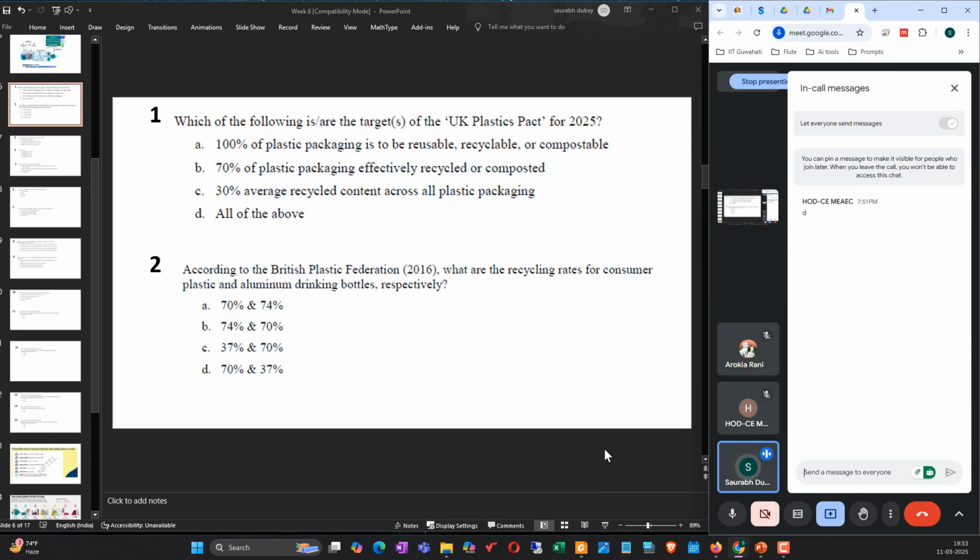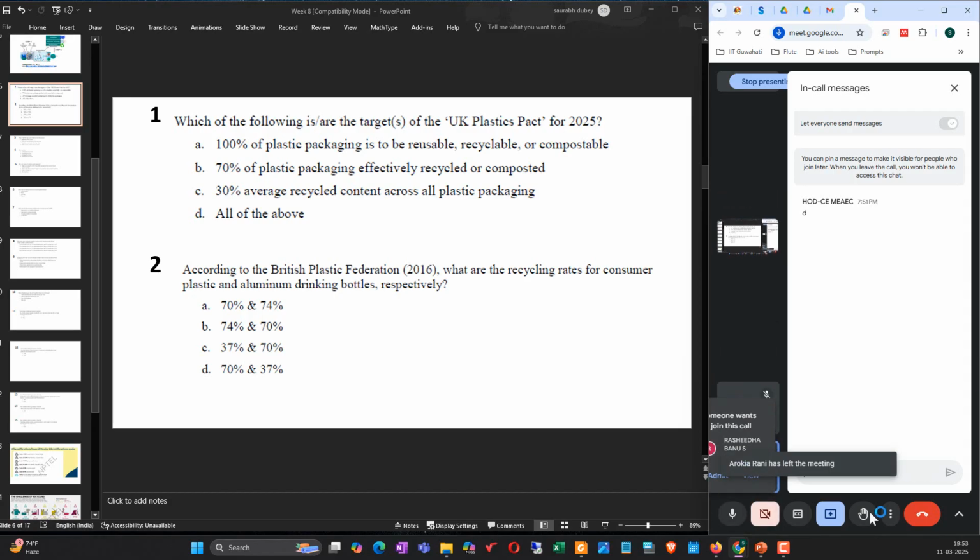Which of the following is/are the targets of the UK Plastic Pact for 2025? Is it 100% of the plastic packaging is to be reusable, recyclable, and compostable? 70% of the plastic packaging effectively recyclable, compostable, and 30% recycled content across all plastics, right? Somebody join, please. So the first question, please attempt.